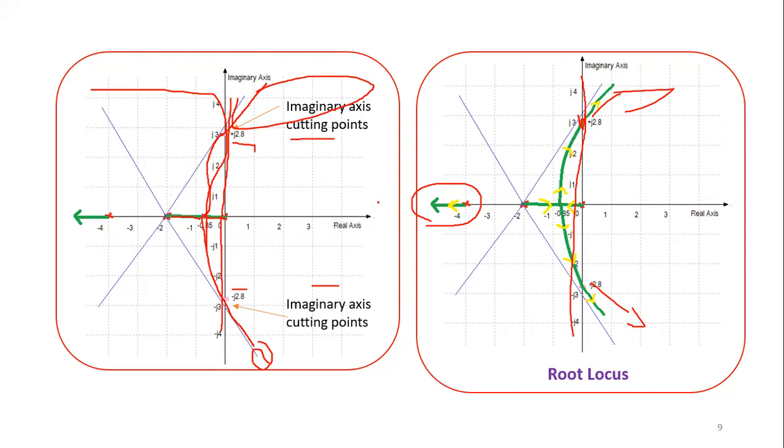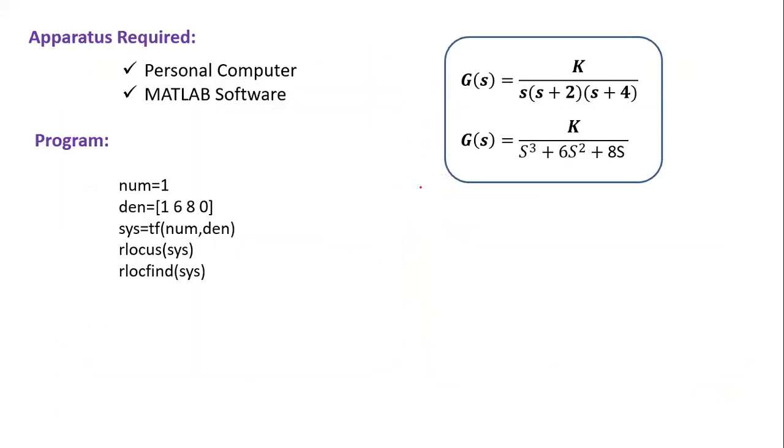Those were the theoretical calculations, and now we'll see the coding part. The apparatus required is a personal computer and the MATLAB software. Coming to the programming part, for easy entering of the numerator and denominator, we convert the transfer function into polynomial form: K by s cubed plus 6s squared plus 8s. In the numerator, we do not have any s term, so s power 0 is there.